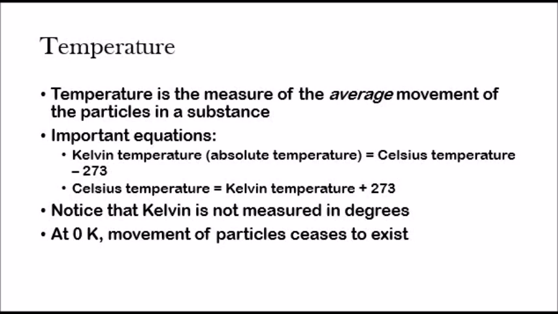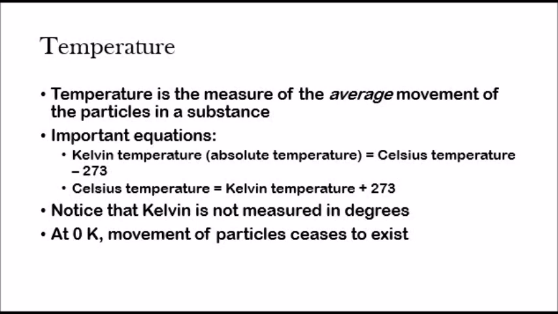Now let's talk about how we convert between those two units. If we want to find the Kelvin temperature, also known as the absolute temperature, from the Celsius temperature, you take the Celsius temperature and subtract 273. If you want to find the Celsius temperature from the Kelvin temperature, or the absolute temperature, same thing, you add 273.